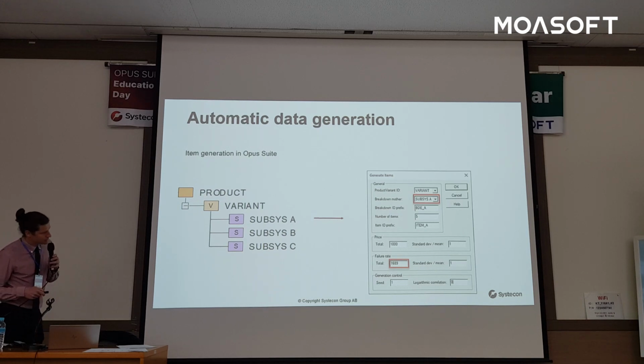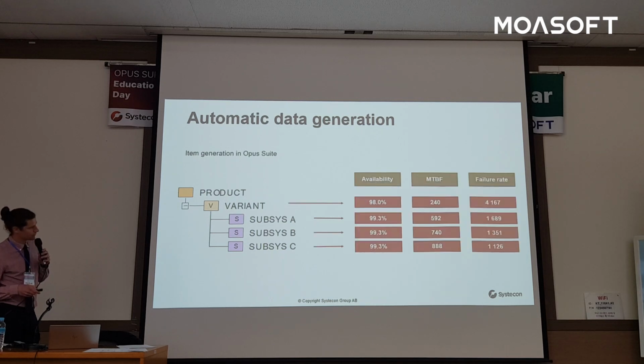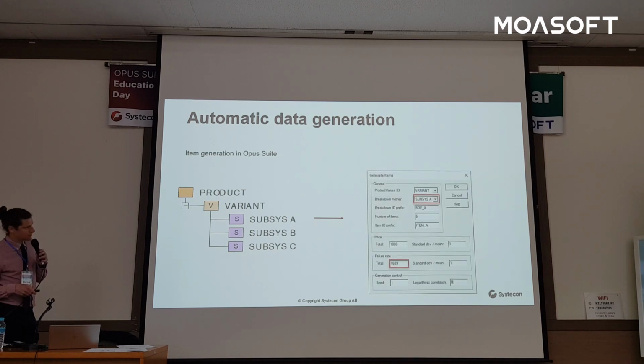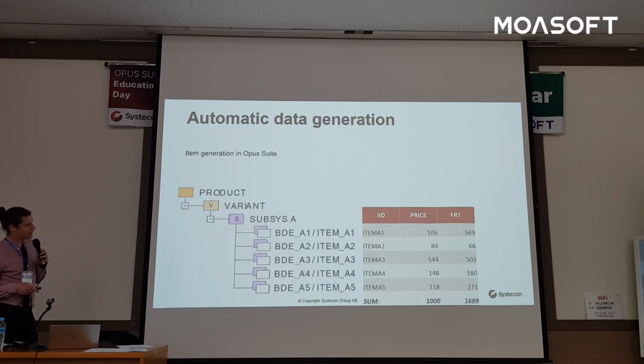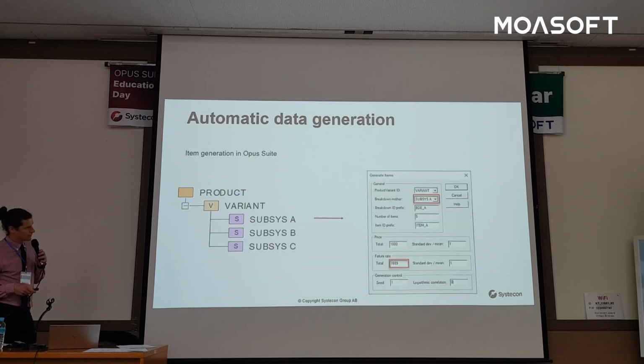And what we do is that we give that failure rate, if you remember from the previous slide. For subsystem A, it was 1,689. So we keep that total failure rate for this subsystem here, okay, and we say that it's 5 items, and then we press the OK button here, and of course we also gave a total price, which was another estimation.